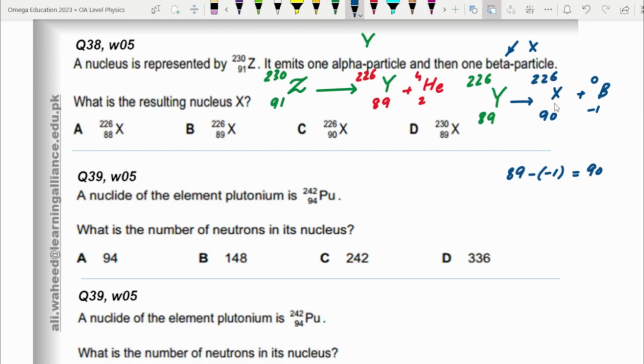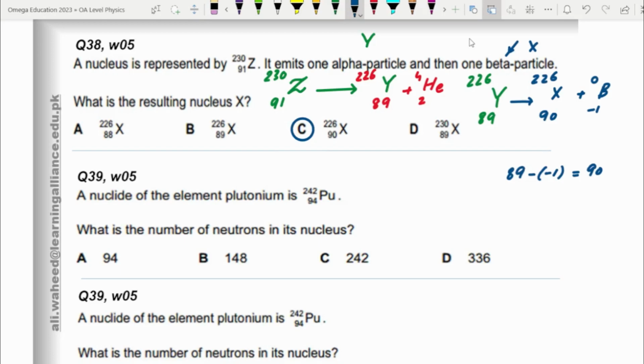So what is this atomic mass and the atomic number that we are left with? 90, 226. So for this one, C would be the right answer. So I've broken it down into different steps, but that is just for the explanation. This is just a question of 1 mark. You should be able to do the calculation in your mind.